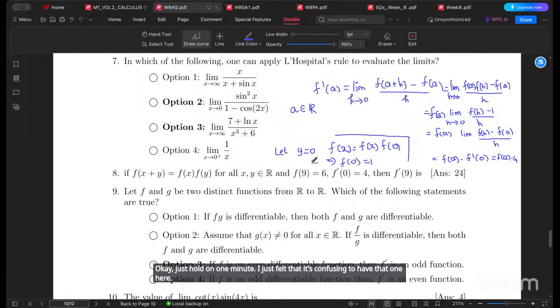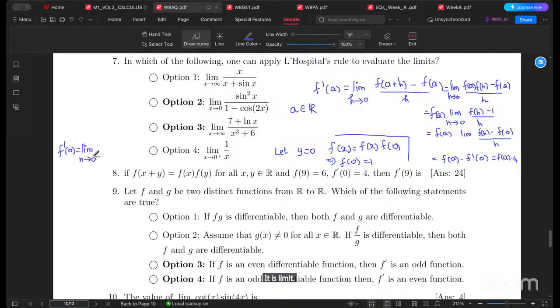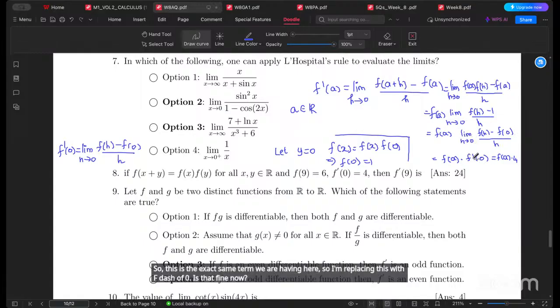Okay, fine. So what is f dash of 0? According to this formula, it is limit h goes to 0 of f of h minus f of a by h. It's the exact same term we are having here. So here f of a is actually 0. So I'm replacing this with f dash of 0. Is that fine now? Yes, ma'am.